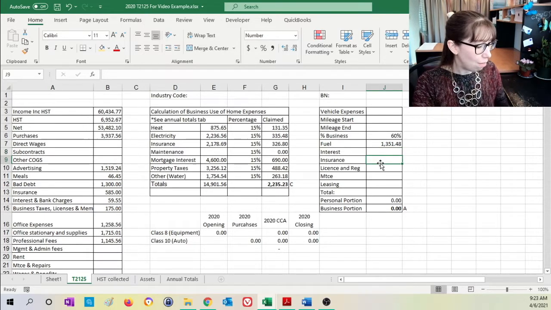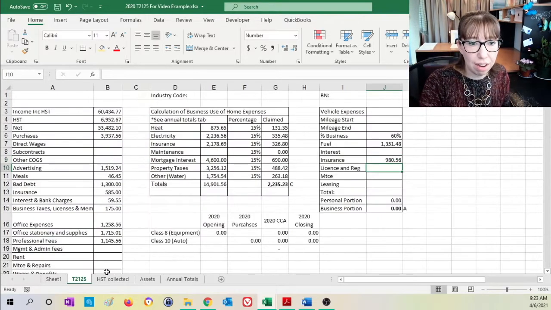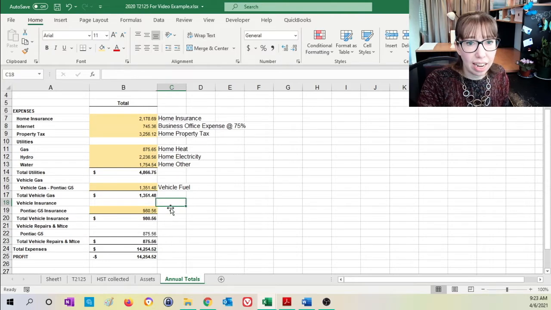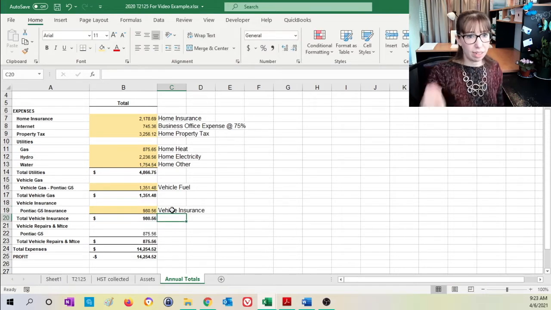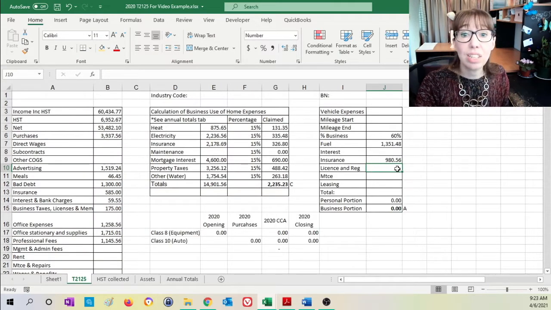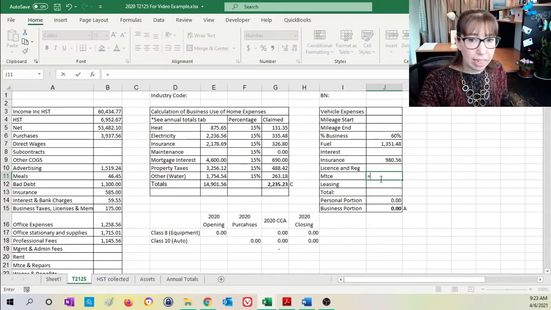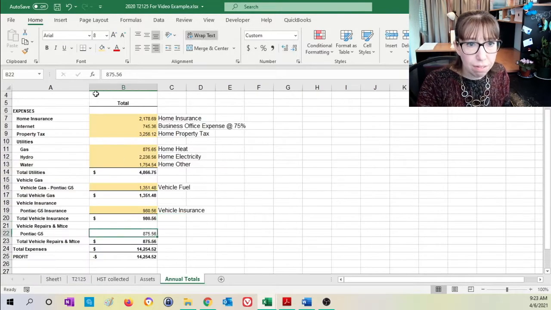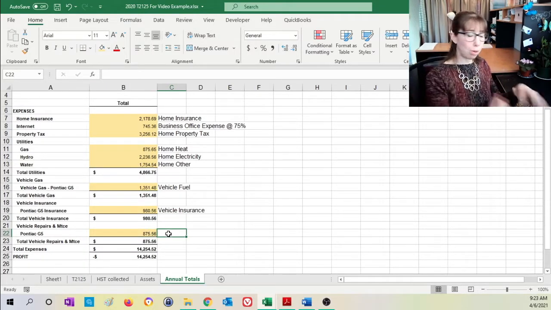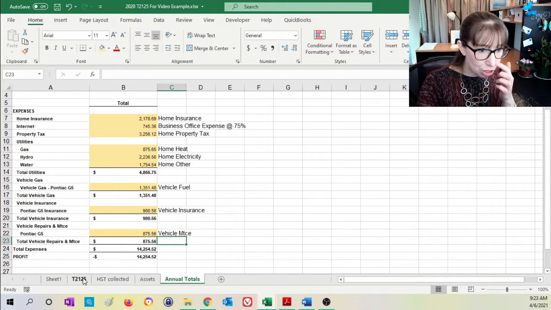I do have vehicle insurance, so I'm going to go to my annual totals. This is the insurance just for my Pontiac G5. I'm going to make that peach, and I'm going to say vehicle insurance. And then over here, license and registration. If you get new stickers for your plates, I didn't this year. Any maintenance on that vehicle you can claim. So there's the repairs and maintenance for my Pontiac G5. Again, I track them all separately in my own personal budget because I know I'm going to need it. Vehicle maintenance, like that. So everything is peached.